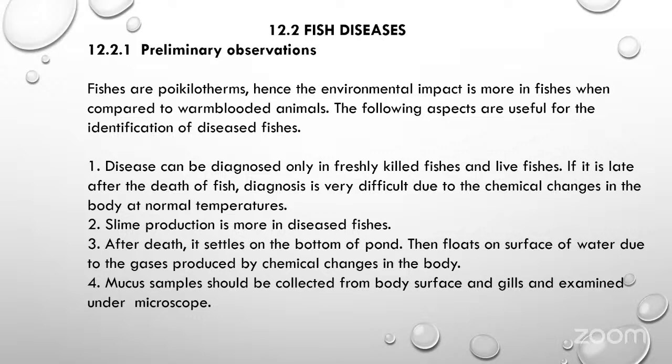1. Disease can be diagnosed only in freshly killed fishes and live fishes. If it is late after the death of fish, diagnosis is very difficult due to the chemical changes in the body and normal temperatures. Slime production is more in diseased fishes. After death, it settles on the bottom of the pond, then floats on the surface of water due to the gases produced by chemical changes that occur in the body.